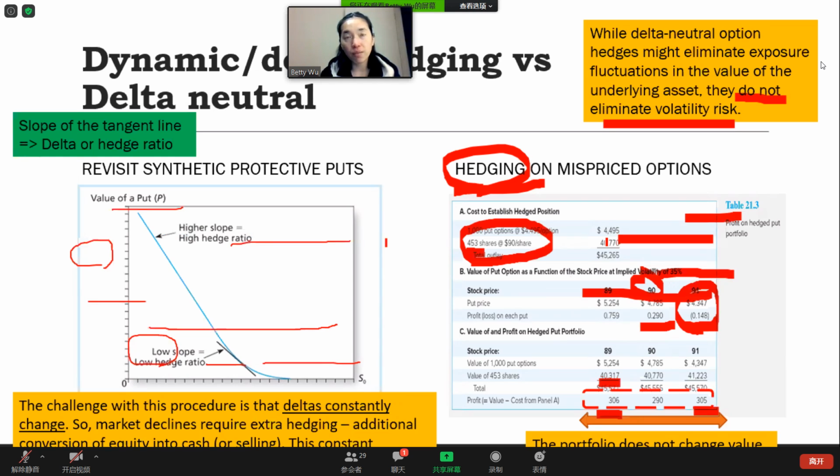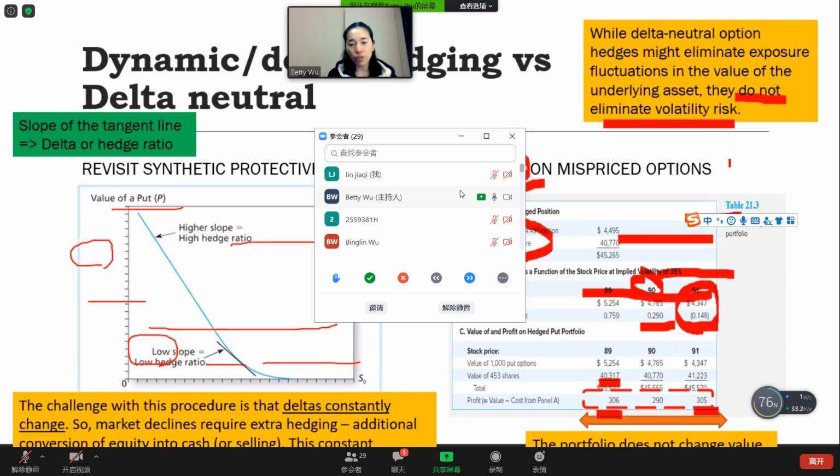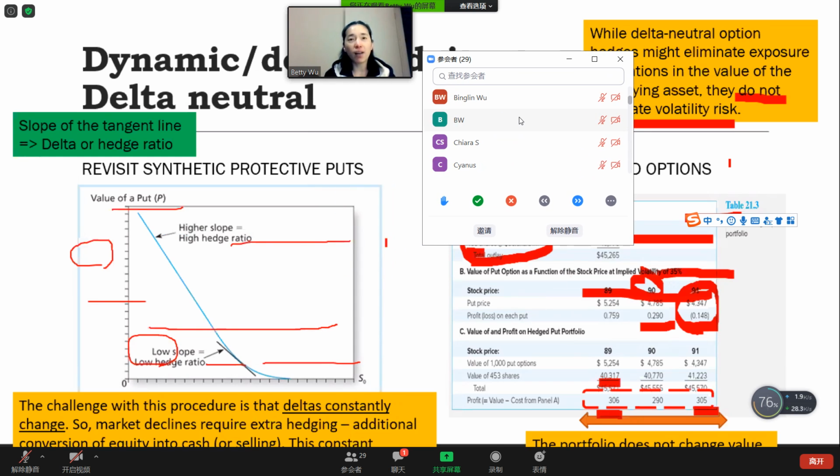Black-Scholes assumes that volatility is constant. There's no change in volatility, but in reality, volatility can change. By doing this, you couldn't eliminate that. One example is that even if the price doesn't change, when volatility changes, that will have an impact on call values or put values. Volatility really matters here.